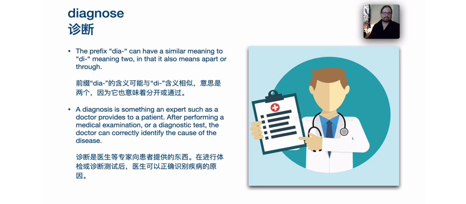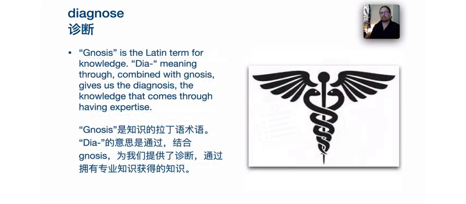The prefix dia can have a similar meaning to di, meaning two, in that it also means apart or through. So a diagnosis is something an expert, such as a doctor, provides to a patient. After performing a medical examination or diagnostic test, the doctor can correctly identify the cause of the disease. Diagnosis. Gnosis is the Latin term for knowledge. Dia, meaning through, combined with gnosis, gives us diagnosis, the knowledge that comes through having expertise.